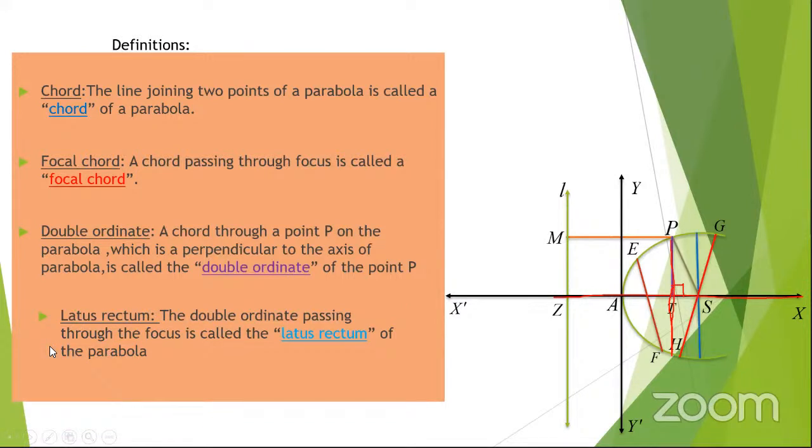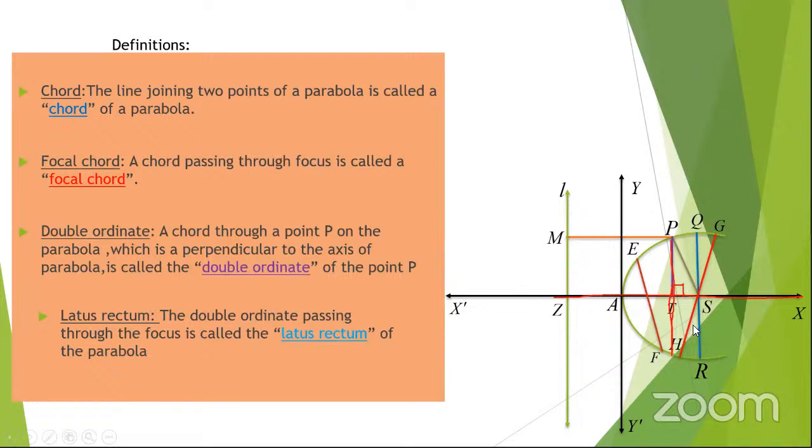Next, latus rectum. What is latus rectum? A double ordinate passing through the focus. See here in blue color, Q and R. QR is perpendicular, as well as it is a chord because it is joining 2 points. It is passing through the focus, so it is a focal chord. And it is perpendicular to the axis, so it is also a double ordinate.